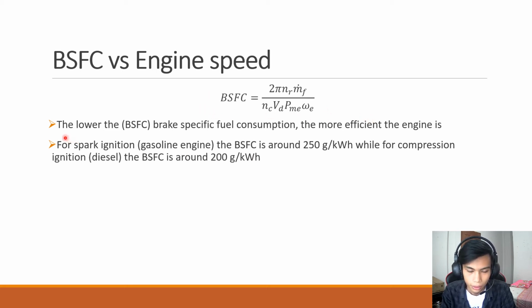As we noted, the lower the BSFC or brake specific fuel consumption, the more efficient the engine is. For spark ignition or usually gasoline engines, the BSFC value is around 250 gram per kilowatt hour, while for compression ignition engines, the BSFC value is around 200 gram per kilowatt hour.